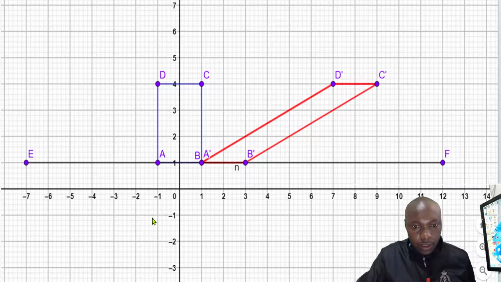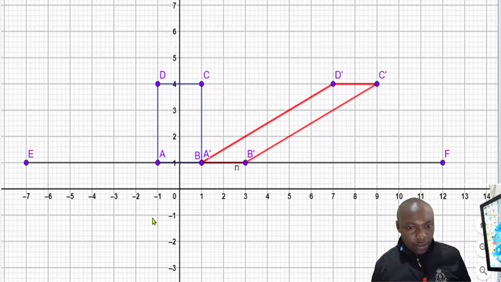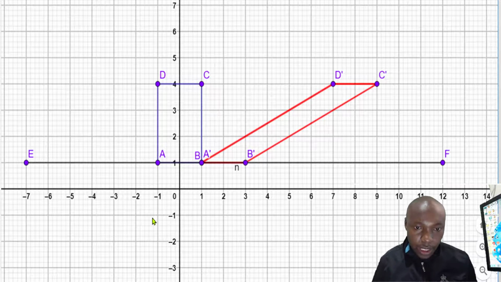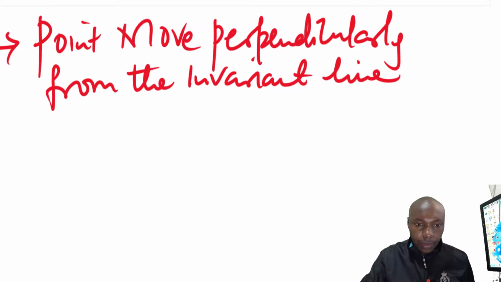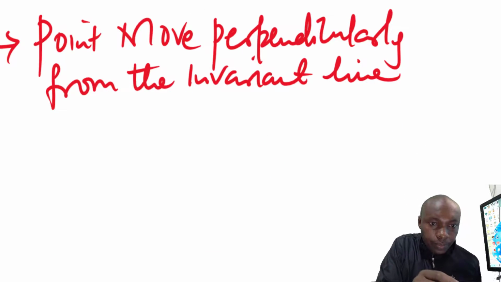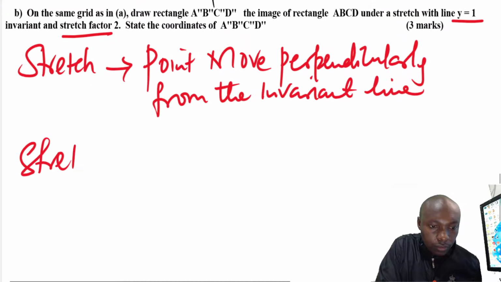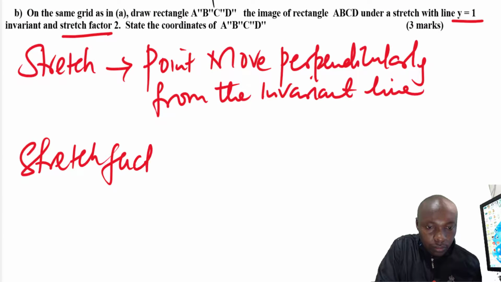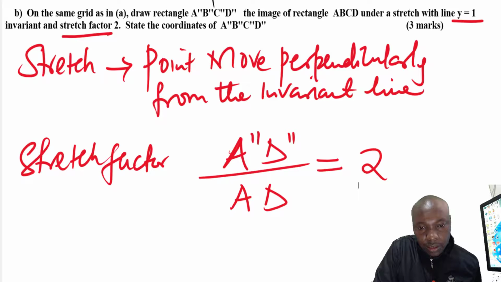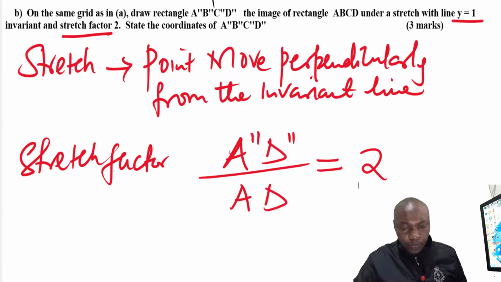Now to get a stretch factor of 2, we want to know where D will move with a stretch factor of 2. How do we get the stretch factor? Let me explain. To get the stretch factor, you take, for instance, A'D' and divide by AD, which equals 2. That should give us 2.